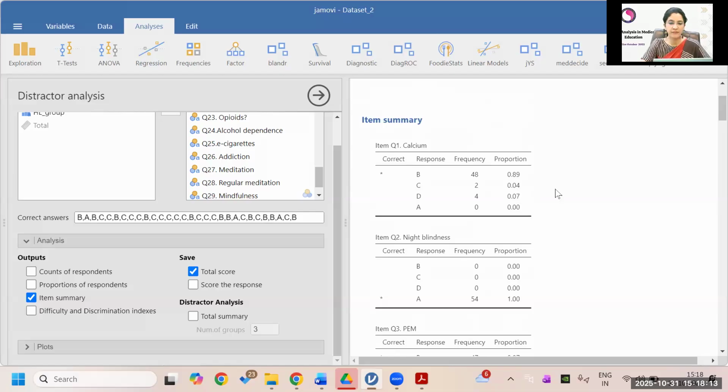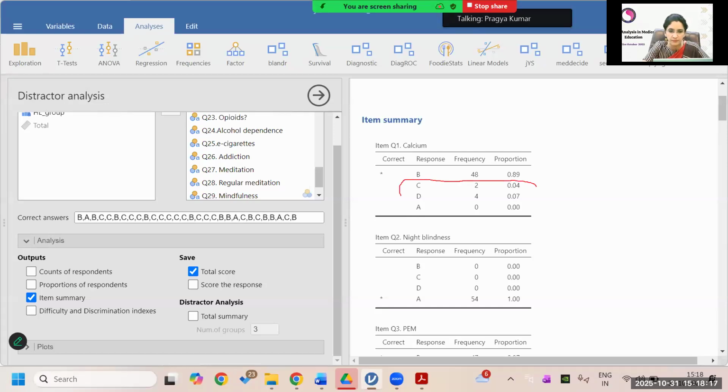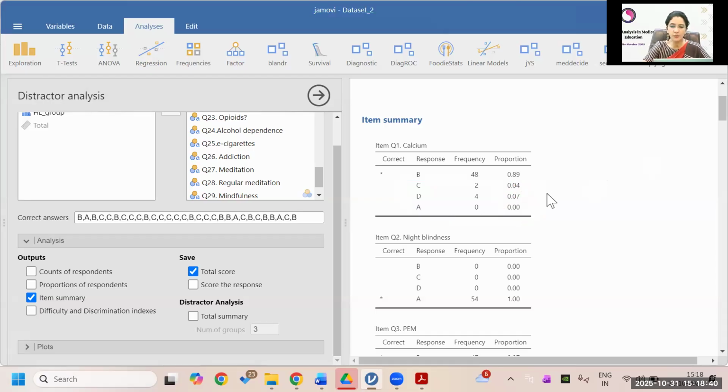if I ask all of you regarding the distractors, now tell me, this is the proportion of the distractors: 4%, 7%, and 0%. So how many are the functional distractors in this case, question number one? Okay, two. Very right. Two. Why two? But how come you are saying two? What is the definition of a functional distractor? First, tell me that.